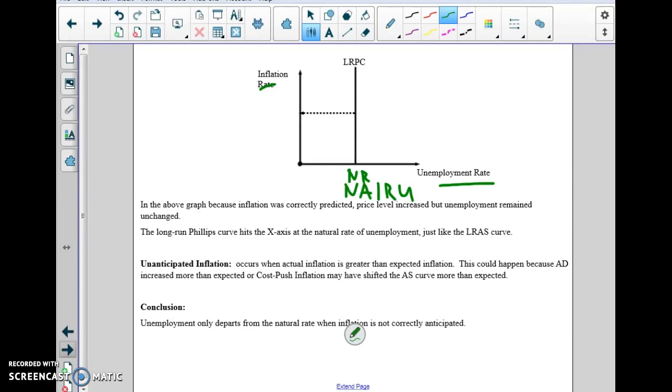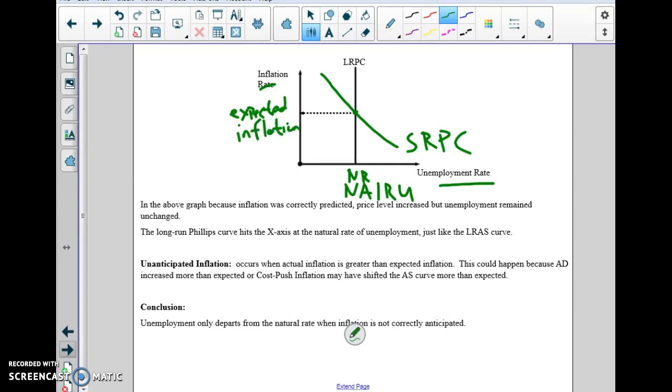So I'm going to draw a short-run Phillips curve onto this, SRPC. Where these two curves intersect, we'll call that point A. Over here, that would be our expected rate of inflation.